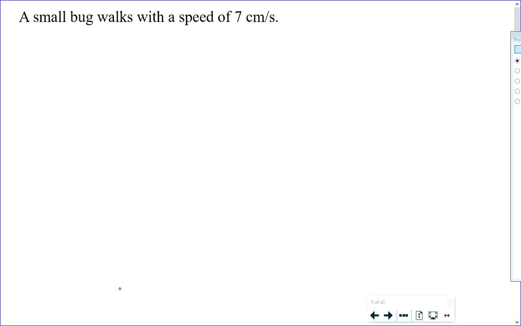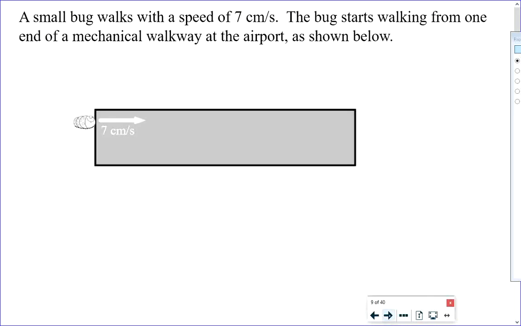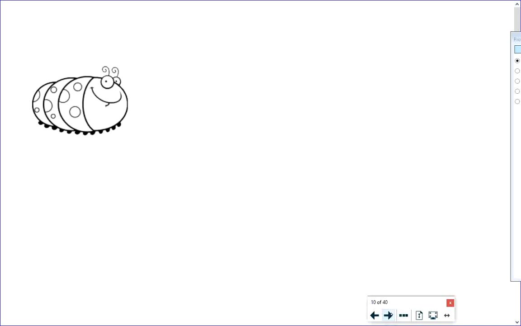About that distance. There's the bug. If you can't see him, that's what he looks like, all right? Dumb as a box of rocks. Doesn't know what's going on in the world. This bug is just on a mission to walk 7 centimeters per second in whatever direction will take it to the food quickest, okay?